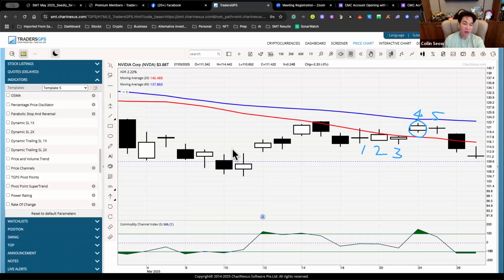Okay, no question. So day 4 was the setup day. Day 5 was the trigger day. Okay, this one was a repeat again. So after you're triggered to short already, you must put in your stop loss. Type yes if you understand.